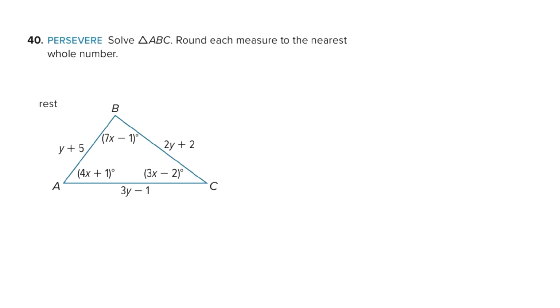Okay, so let's solve this question 40. Here you need to find each of the angles A, B, C and also each of the sides. So first we are going to go ahead with the angles. Let's see the measures. So in this triangle, angle A, angle B and angle C are given in terms of x. Angle A is given to be 4x plus 1.